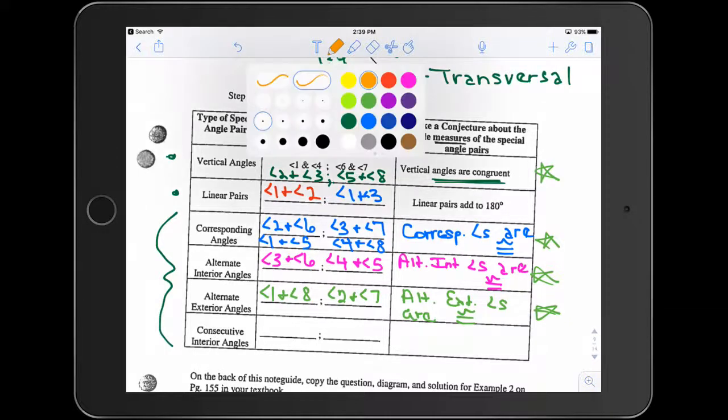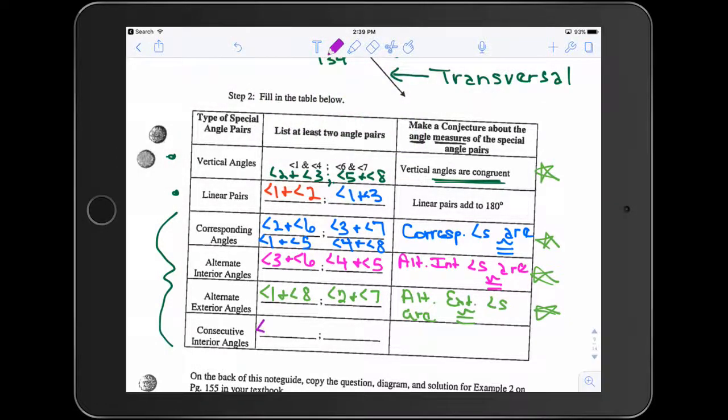So let me switch to a better color here. Angle 4 and 6 are consecutive interiors, and angle 3 and angle 5 are consecutive interiors, and they add to 180 degrees. So what does that mean? They are supplements of each other.